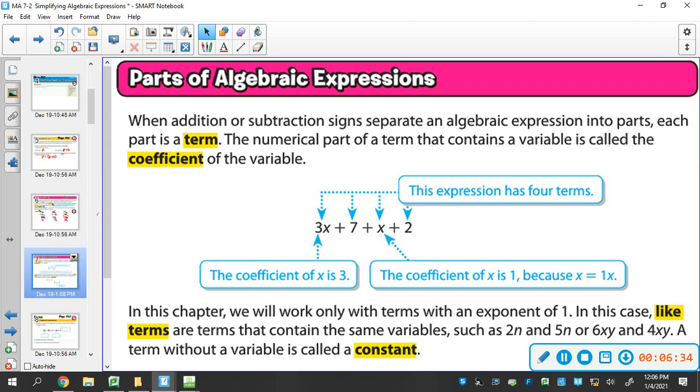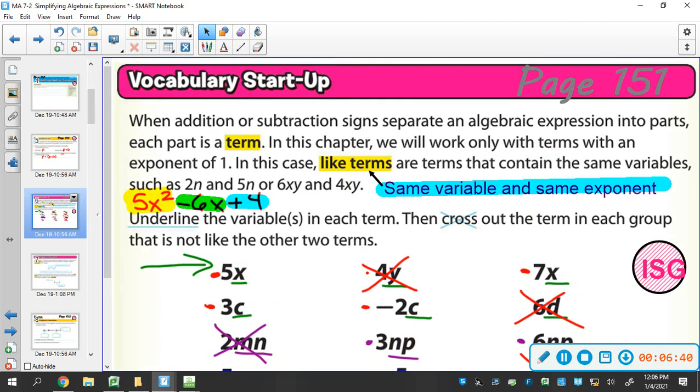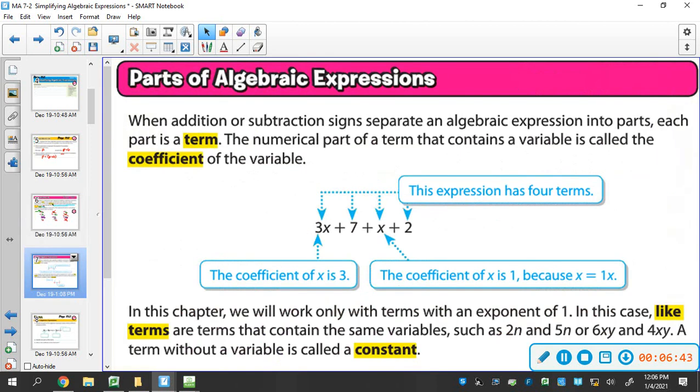So it says, when addition or subtraction signs separate, and just so you know, sorry, backtracking, that was still in the workbook. This is our first page in our paper notes, and we are on 7.2, not on 7.1. We're skipping 7.1 for the moment. Okay? So it says, when addition or subtraction signs separate an algebraic expression into parts, each part is a term. So like we just said earlier, here's a term, here's a term, one more term, and this one has 4 terms. So it's separated by addition or subtraction signs.